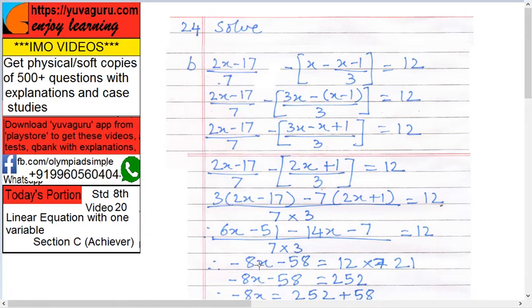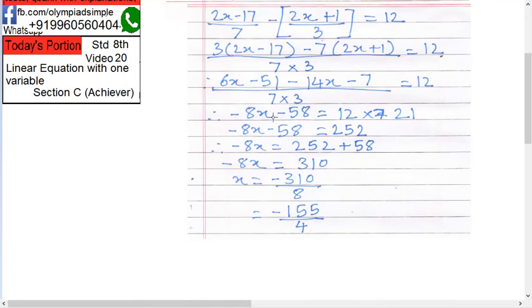So solve this now. 6 minus 14, that is minus 8x. 51 and 7 both have minus sign, so minus minus plus. Minus 51 plus 7, minus 58, sign of the bigger one. So minus 58. And this 12 into 21 as it is. You can multiply this and find the answer also, or you can keep it as it is. So minus 8x minus 58 equals to 252, you can write it.